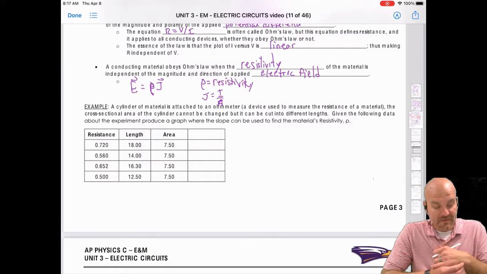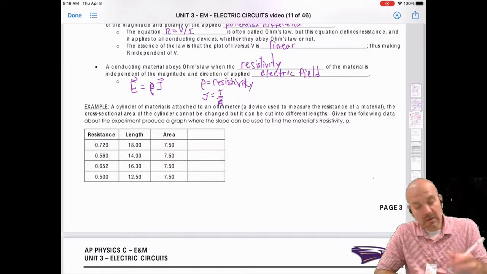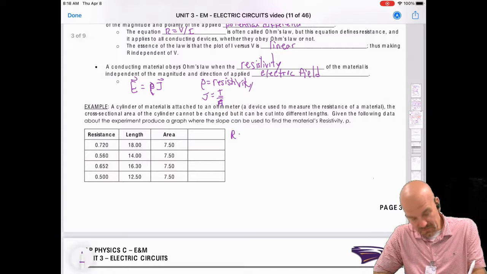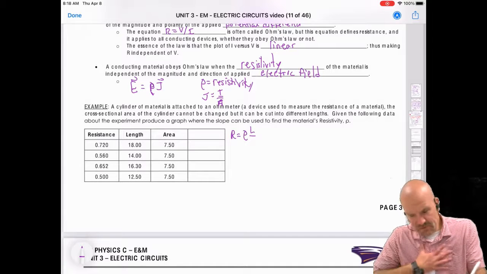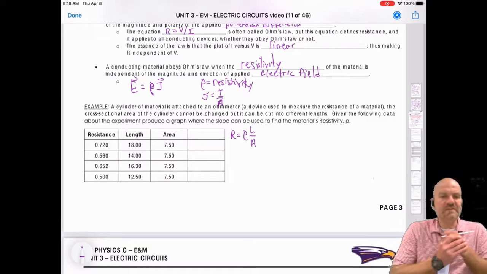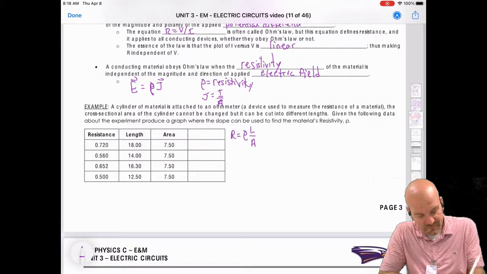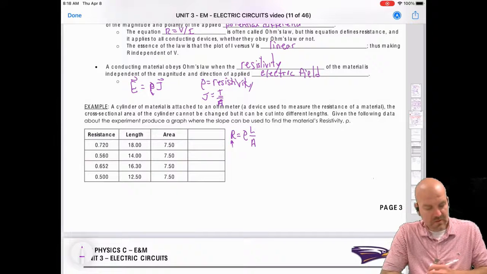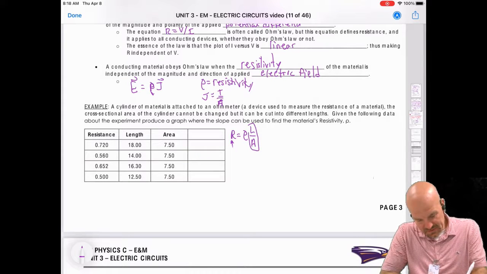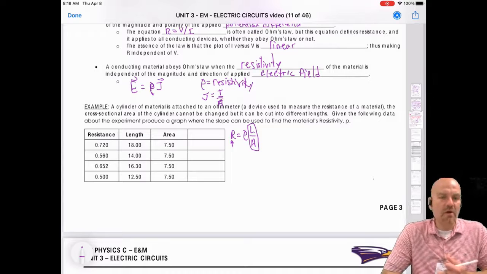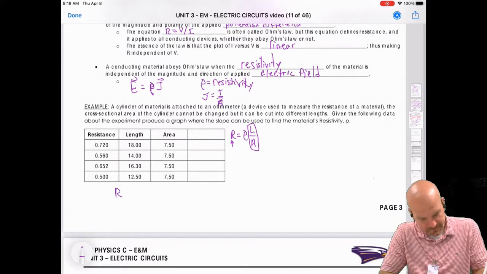Given the following data about the experiment, produce a graph where the slope can be used to find the material's resistivity. Okay, so if you remember the equation, the resistance is resistivity times length over area. So we have the R. If I want this to be linear, I need to plot R versus L over A. So R versus L divided by A.